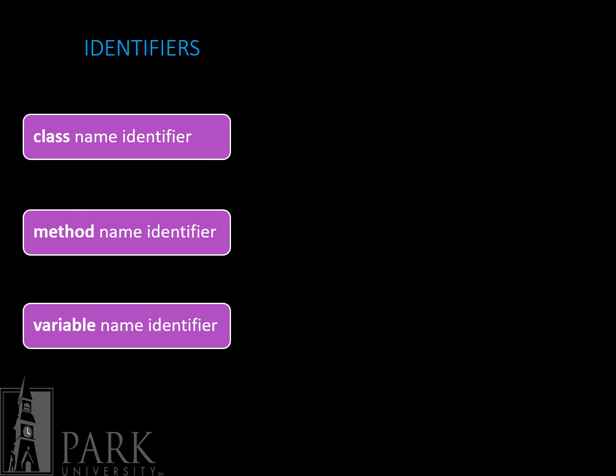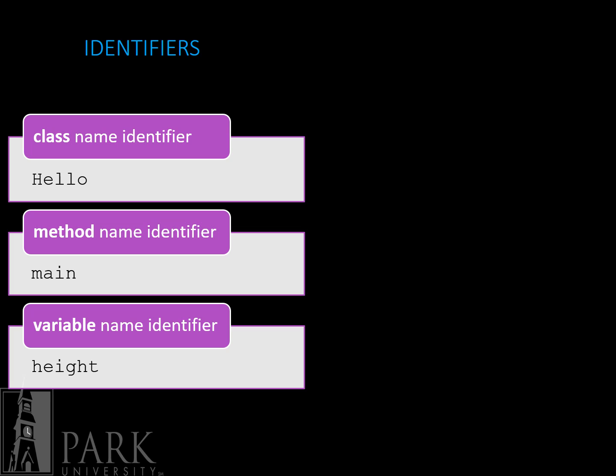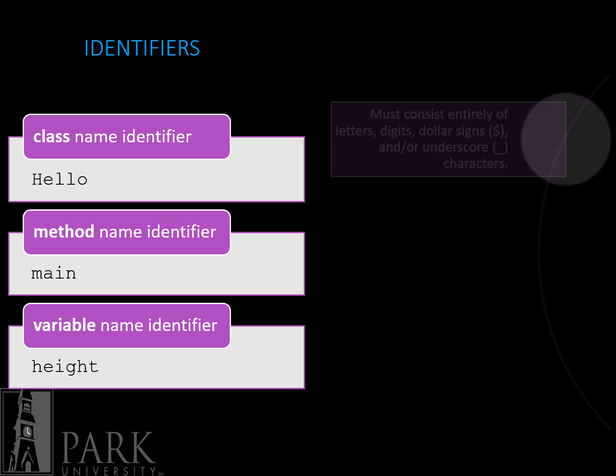Let's talk about identifiers. What are identifiers? Well, an identifier is just a technical term for a name in a programming language. And some examples include class names, method names, and variable names, or class identifiers, method identifiers, and variable identifiers. Just like this. So here you can see the class Hello, the method name is main, and we might have a variable called height. And just like writing in English, there are sets of rules that govern how you write your Java programs. So here are some rules for identifiers that you're probably going to have to know.